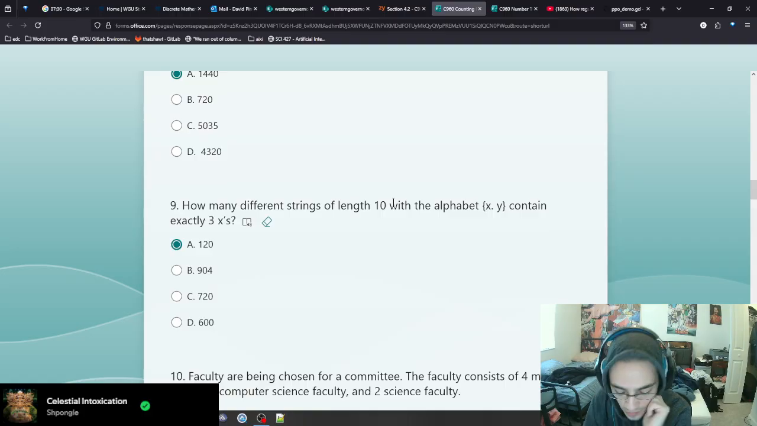Is this permutation? What if I did permutation? So 10 permutation 3 is 720. But I would say that the order doesn't matter because it's all the same x's and y's. So the exact choice of where the x's go doesn't matter. So there probably would be combinations. So I guess it is 120.